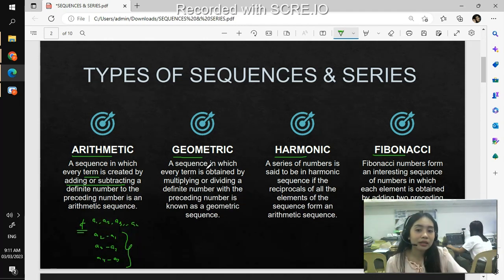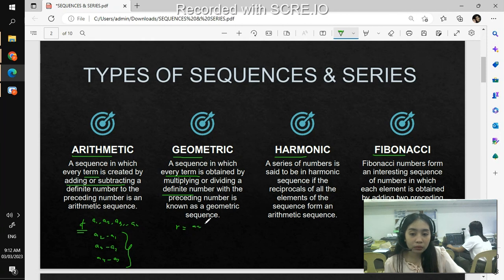This is considered as a sequence in which every term is obtained by multiplying or dividing a definite number. When we say definite, that means it's fixed, it's constant, with the preceding number is known as geometric sequence. So if in arithmetic we do have the common difference, here in geometric we have a common ratio. Now, how do we get the common ratio? Given the terms in your sequences, all you have to do is to divide every two terms.